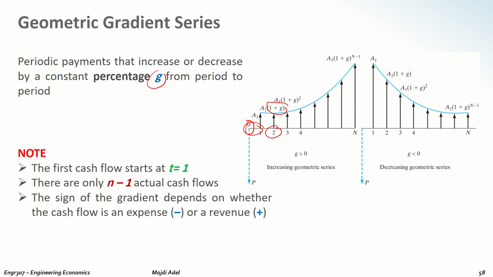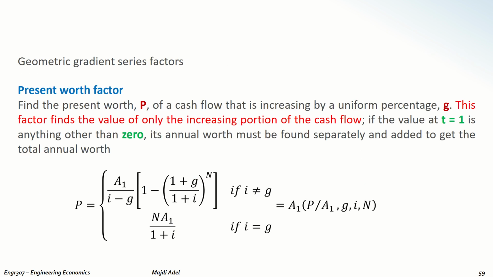And in the geometric gradient series, there are no interest tables. We have only one factor. We call it the present worth factor. I only have one equation, one factor, that I can use to find its present value. But as you know, if I know the present value I can convert it to a future value, I can convert it to annuity. Nothing prevents that.